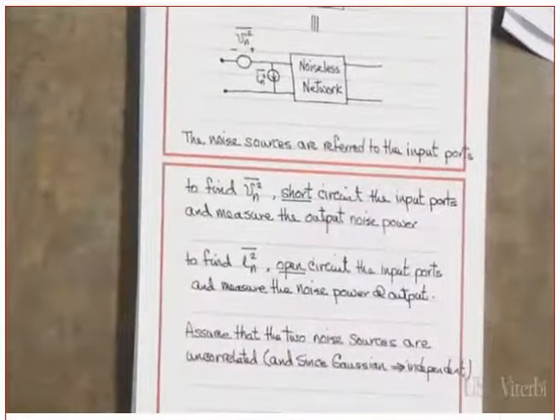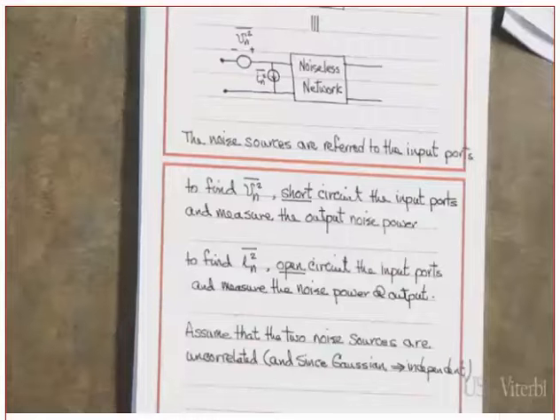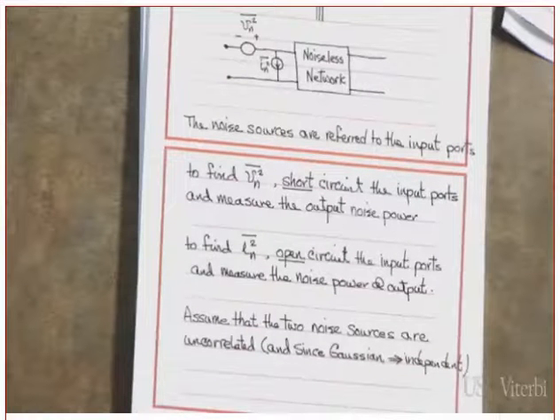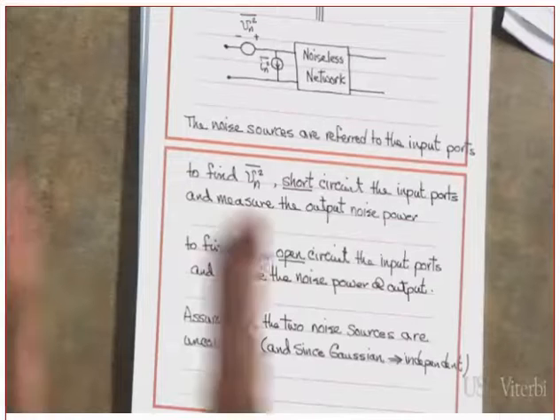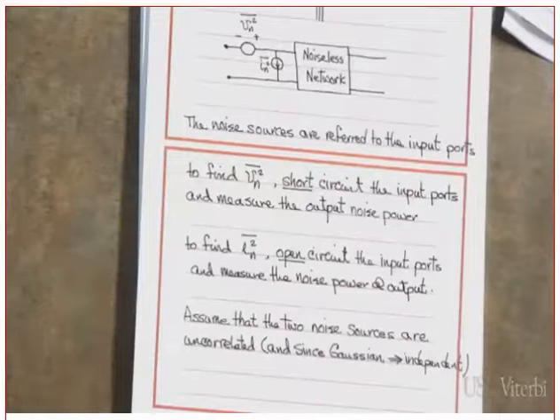Clear? Now, assume that the two noise sources are what? Uncorrelated. They are uncorrelated. Notice, by the way, if they are uncorrelated and if we are assuming they are Gaussian distributed, then they are what? They are independent. Remember, uncorrelated random variables does not necessarily mean they are what? Independent. But if they are jointly Gaussian and uncorrelated, then they are what? They are independent.